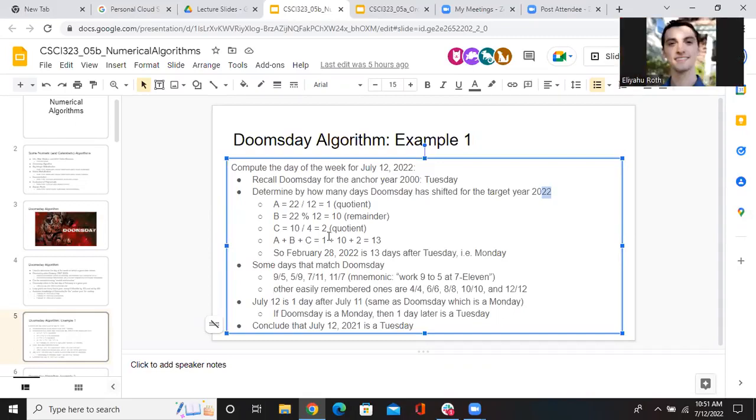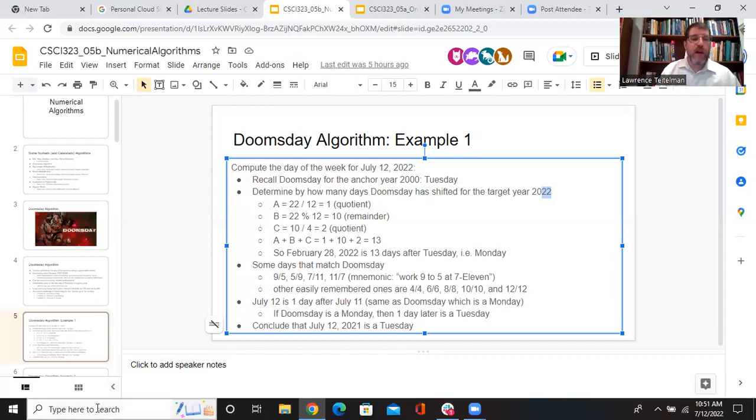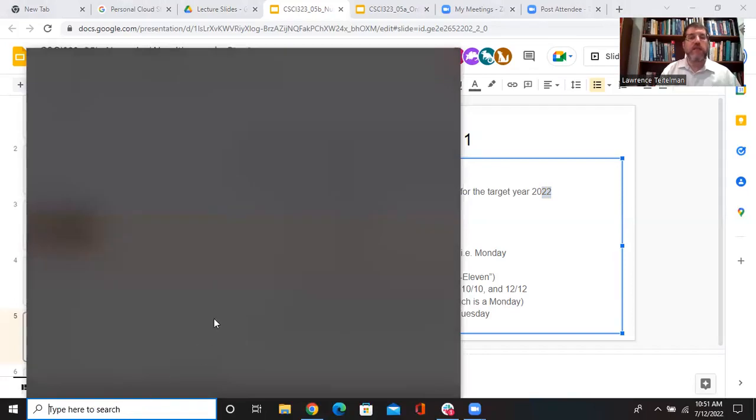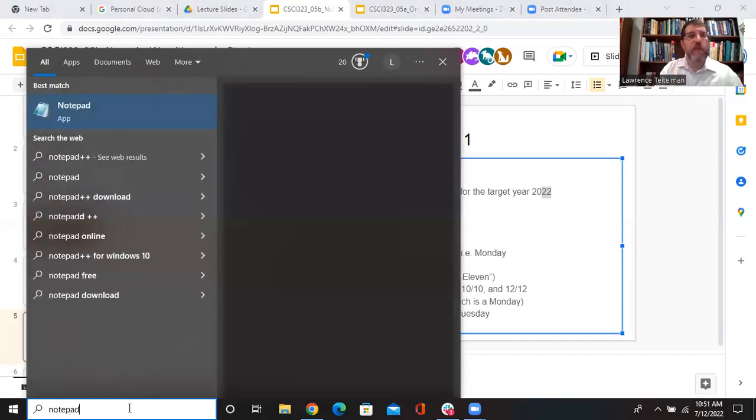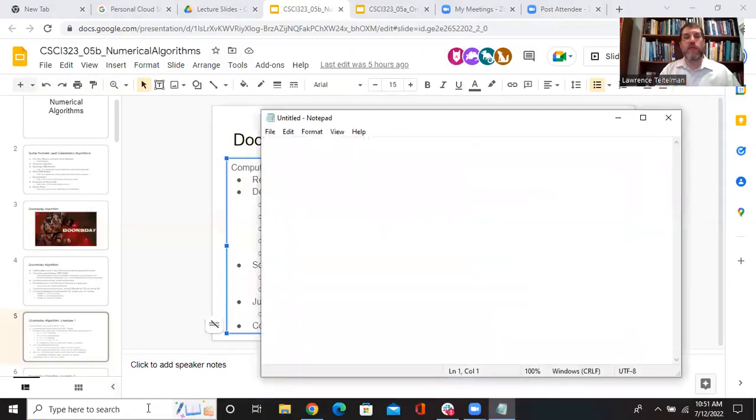So what this is doing is figuring out how many days Doomsday has shifted from the year 2000, when we know it's on a Tuesday. This is the algorithm as it's usually published. I'm just going to show you my daughter's variation, which is a little easier. Let's just bring that up. Her variation works as follows. She says take 22 and divide that by 7. Is that her variation? Just one second.